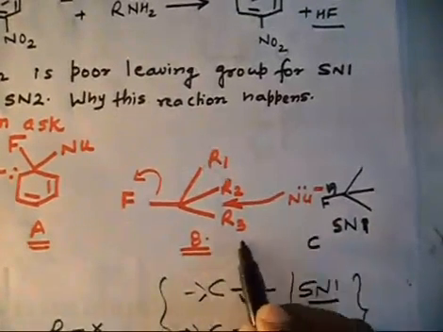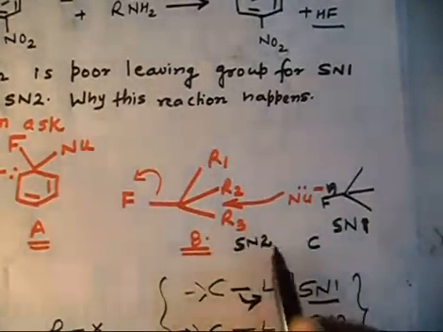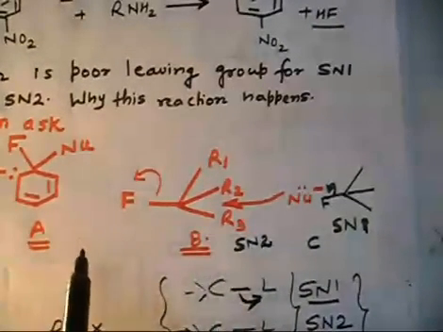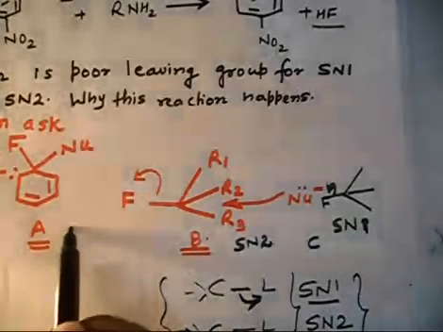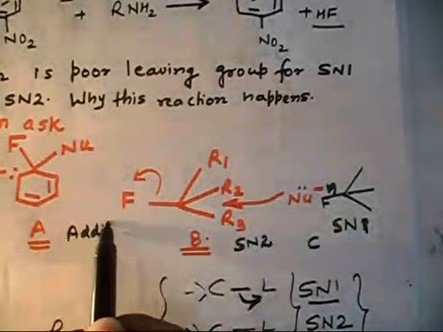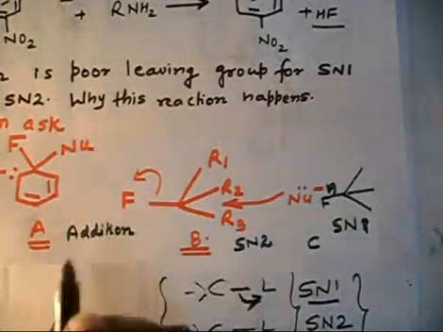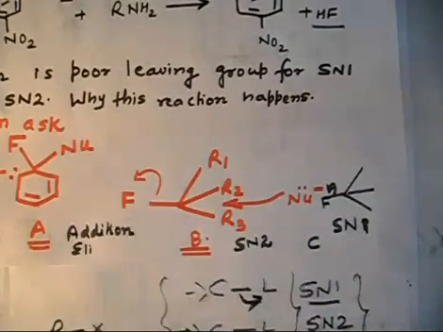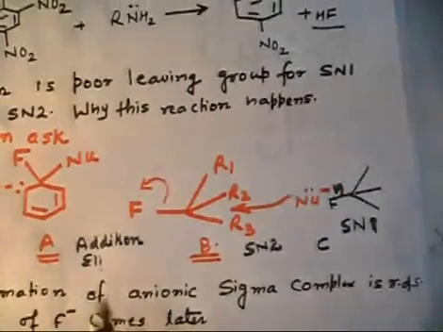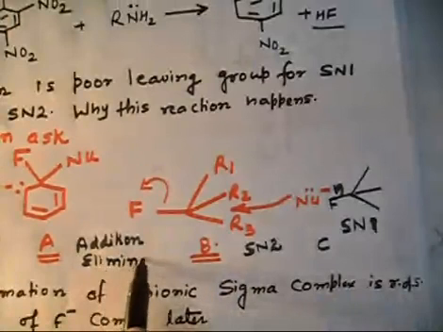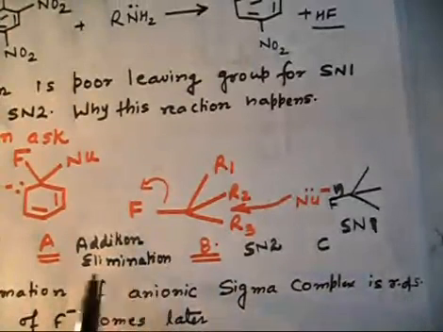Let us call this C. This is a case of SN2, and this is a case of addition-elimination reaction. So this is a case of addition-elimination. Are you getting? So you have three situations.